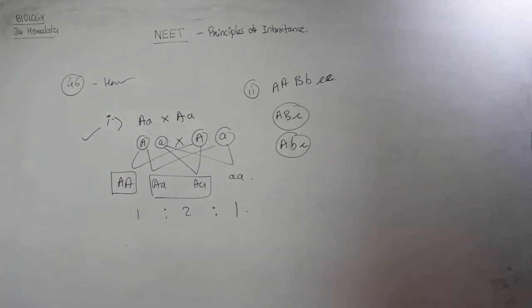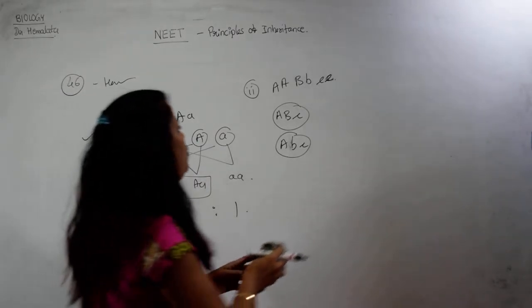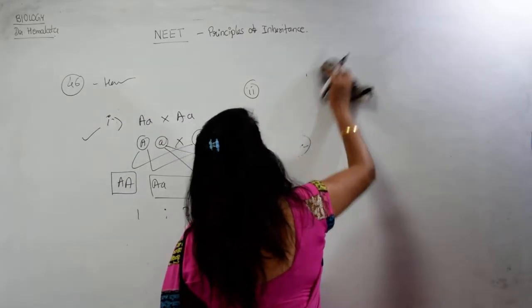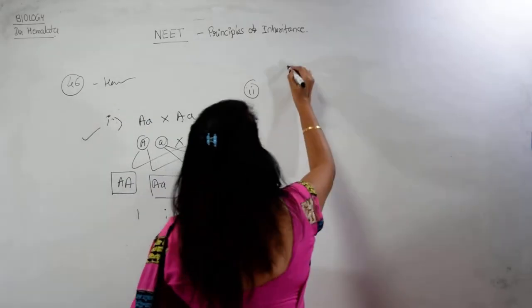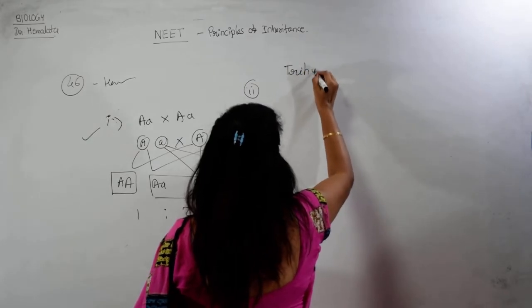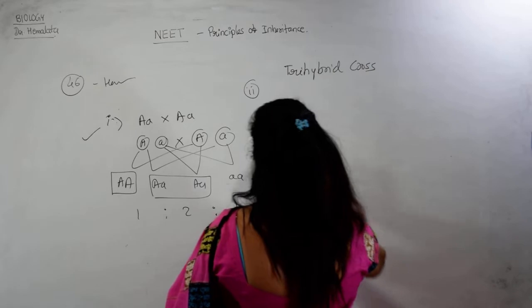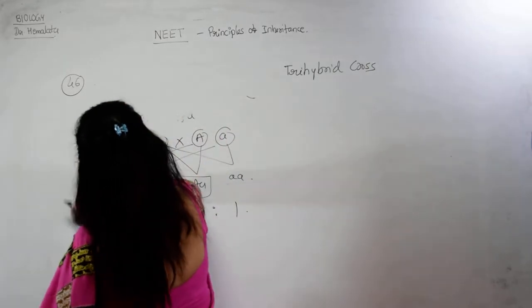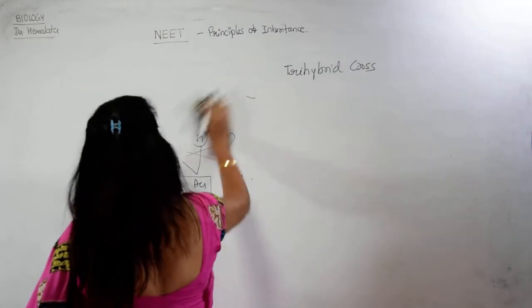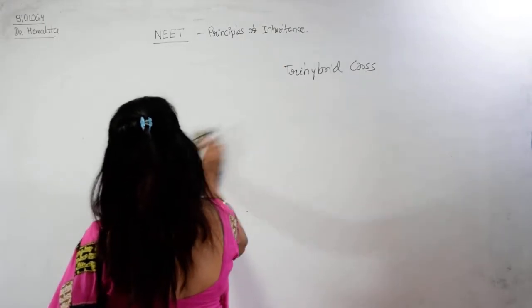See, this is actually a trihybrid cross. I would like to give you some background about the trihybrid cross before this. To explain this, I will explain the trihybrid cross to you. Okay. How do you write the trihybrid cross? Okay. Keep this aside. Now I will give you the trihybrid cross. So many questions will appear.